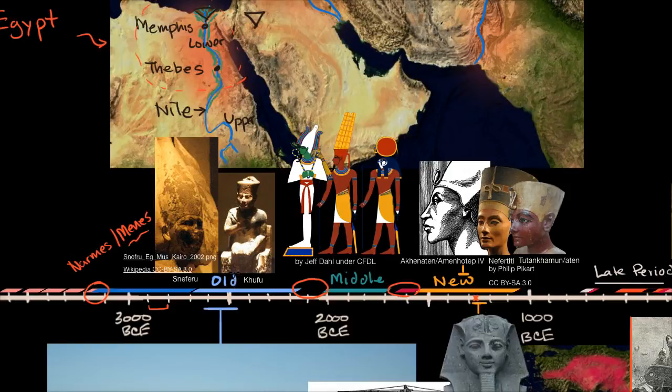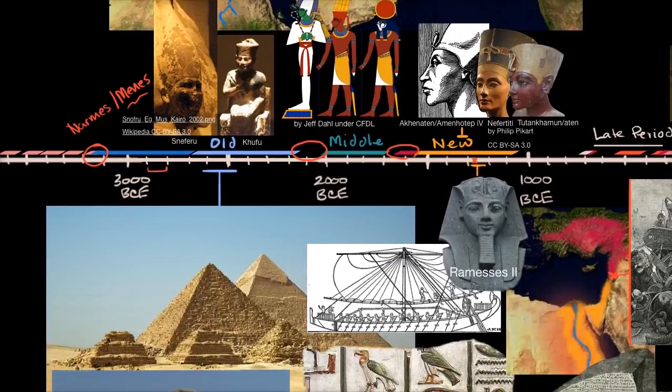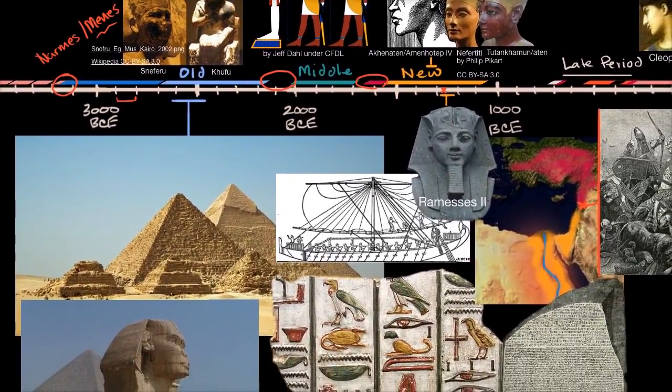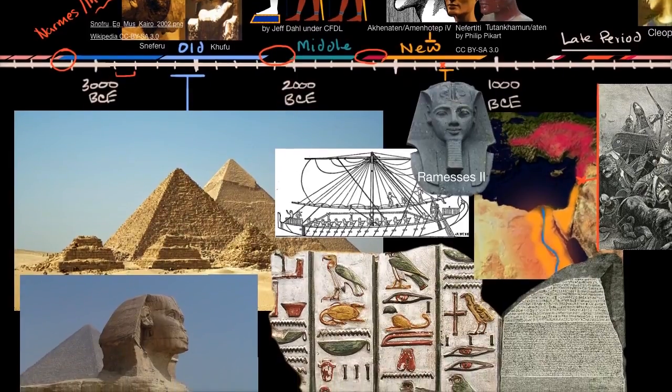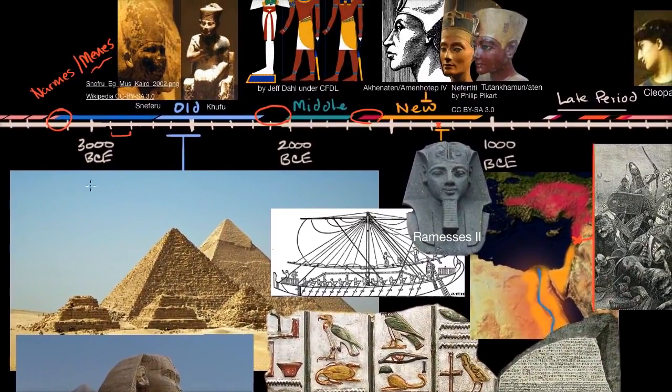And the Old Kingdom is probably most known today in our popular culture for what we most associate with ancient Egypt, and that is the pyramids. And right over here are the pyramids. There's the Great Pyramid of Giza, which is near modern-day Cairo. This is the Sphinx, and they were built in that old period under the pharaohs Sneferu and Khufu, right over here in the 26th century BCE.